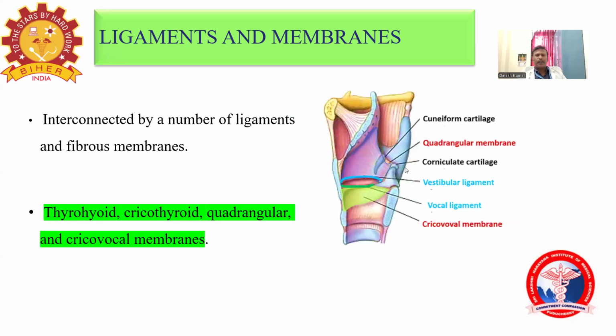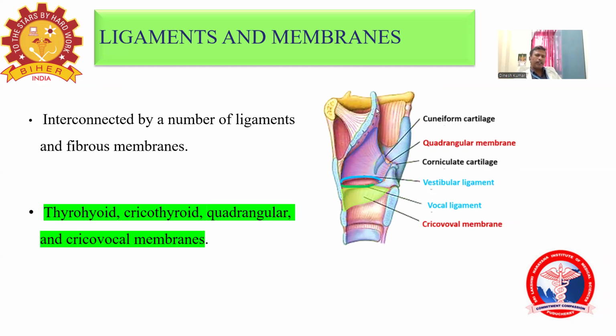Next, we come to the ligaments and membranes. They are interconnected by a number of ligaments and fibrous membranes. So what are the ligaments? They are the thyrohyoid, cricothyroid, quadrangular, and the cricovocal membrane.